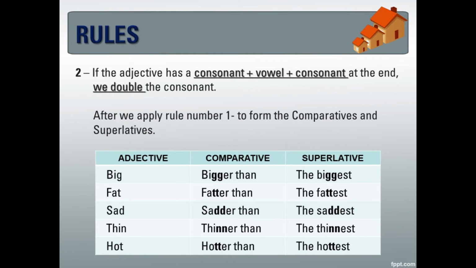Rules. 2. If the adjective has a consonant, plus vowel, plus consonant, at the end, we double the consonant. After, we apply rule number 1 to form the comparatives and superlatives.